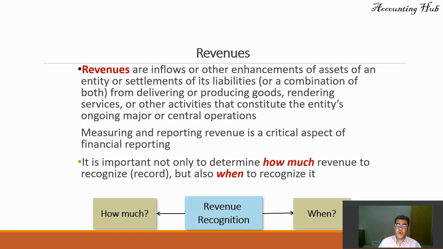Okay, so first of all, what is revenue? Revenues are inflows or other enhancements of assets of an entity or settlements of its liabilities, or a combination of both, from delivering or producing goods, rendering services, or other activities that constitute the entity's ongoing major or central operations. When we have revenue, we have profit, we have earnings. When we have earnings, we increase our stockholders' equity. And when we increase our stockholders' equity, either we increase our assets or decrease our liabilities.